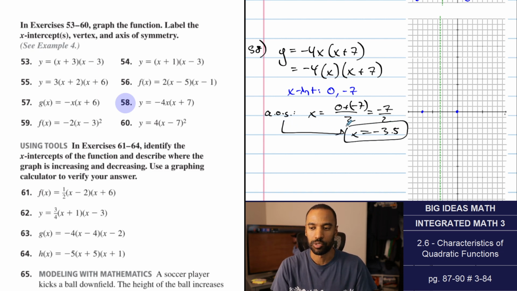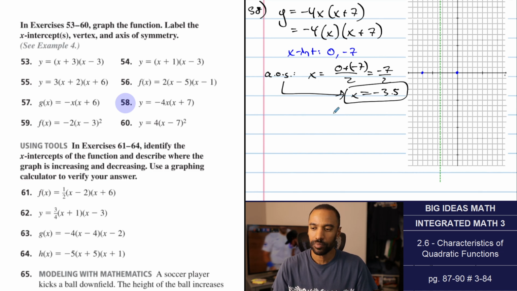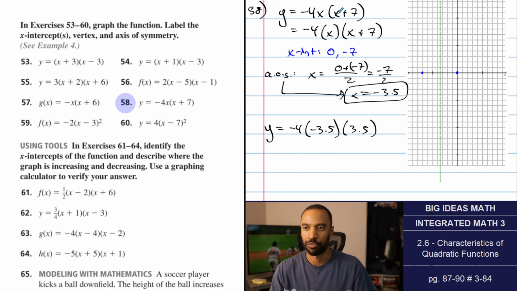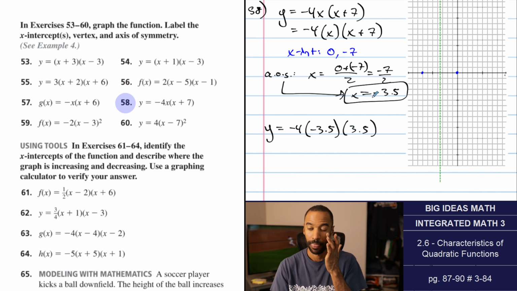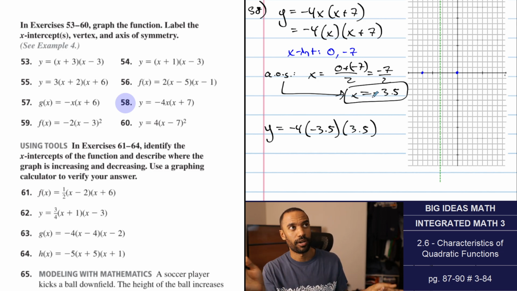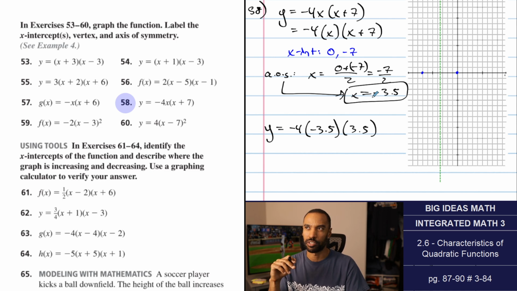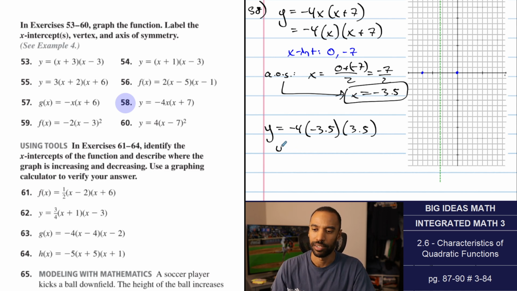And then we are going to substitute negative 3.5 into here to get the y value. So the y value is negative 4 times negative 3.5 times, guess what? This will be positive 3.5, since negative 3.5 plus 7 is positive 3.5. Now, I know 3.5 squared is 12.25, so negative that, times negative 4 is positive. 12.25 times 4 is actually a clean number. Is it 49? I think it's 49. Oh, well, that's a problem for us as well. So the vertex is going to be at negative 3.5 comma 49.